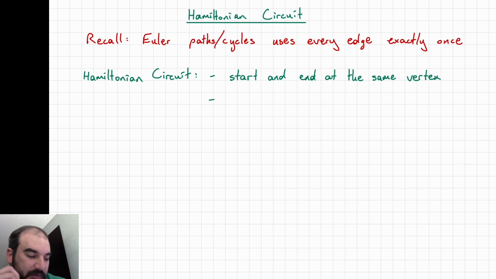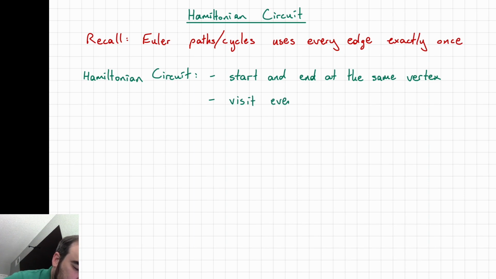And the main difference between an Euler cycle and a Hamiltonian circuit is that Hamiltonian circuits are concerned with visiting every vertex exactly once. So this Hamiltonian circuit will visit every vertex exactly once.